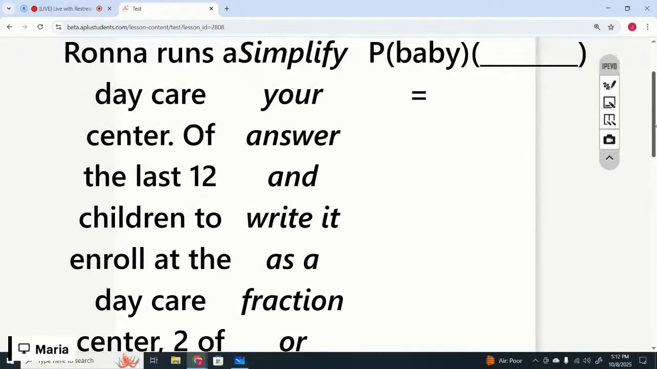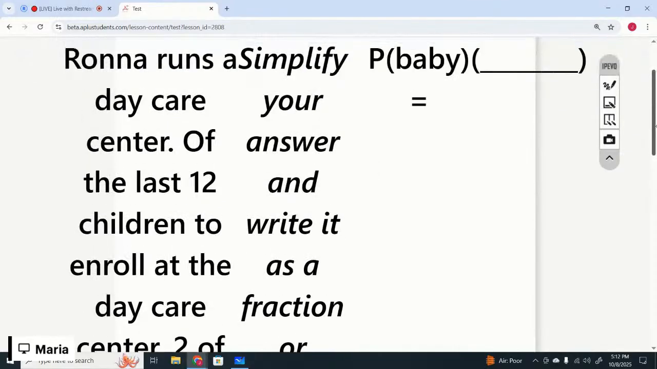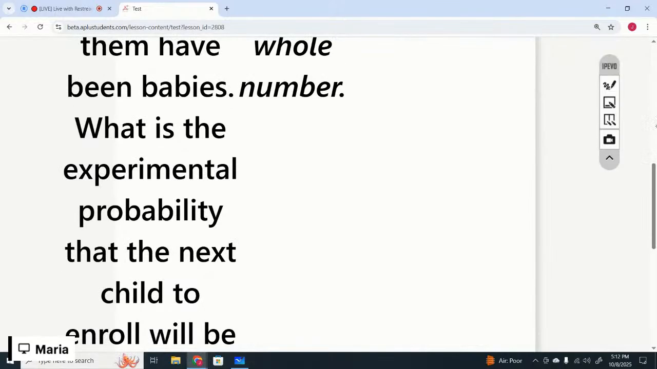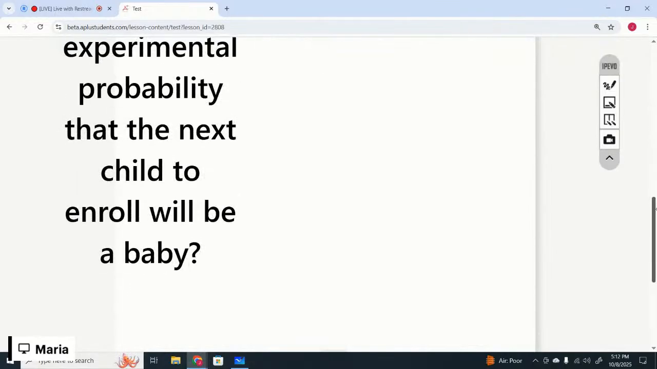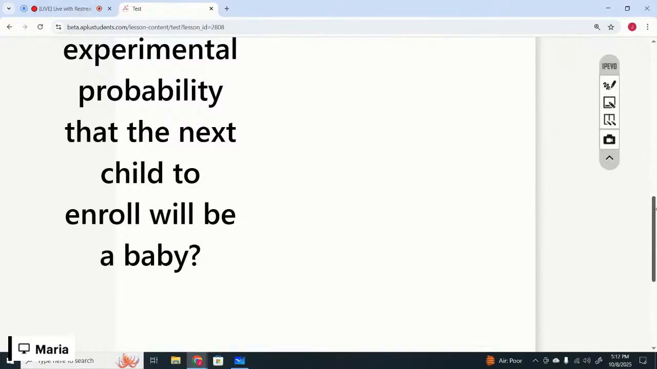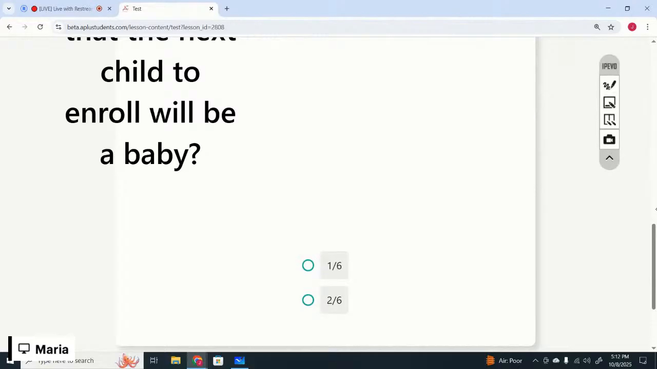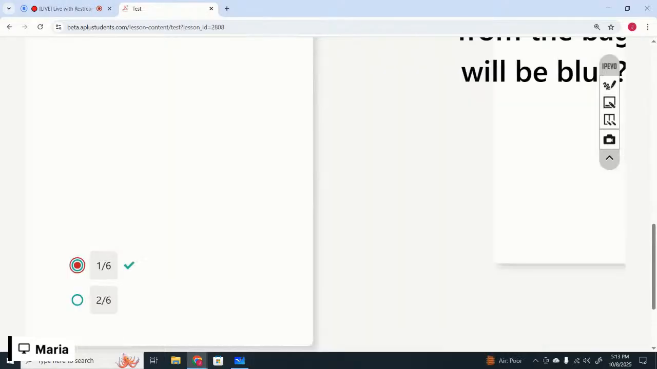Rona runs a daycare center. Of the last 12 children to enroll at the daycare, 2 were babies. What is the experimental probability that the next child to enroll will be a baby? So that is 2 out of 12. That is 1 out of 6. Option number 1 is the correct option.